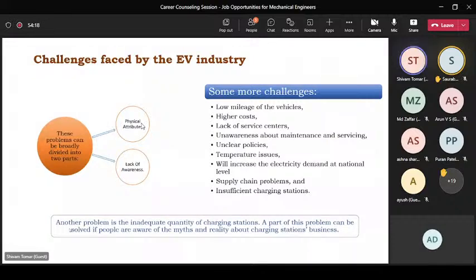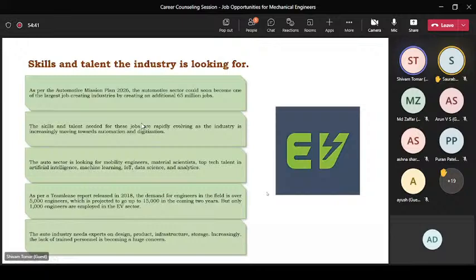If someone wants to set up a charging station, they can also look into that business. A part of this problem can be solved if people are aware of the myths and the reality about the charging station business. If someone is interested in how to set up a charging station, you can go to the government portal and look into these things. Now particularly, let's talk about what skills the industry is looking for in a candidate.